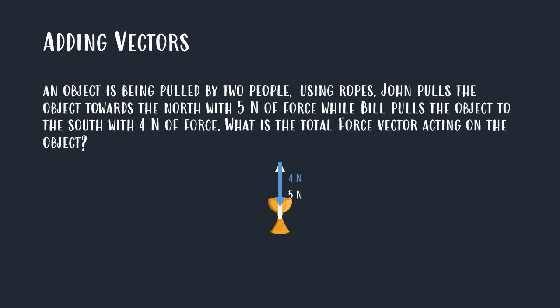And to add them, we take the second vector and put the tail at the head of the first vector. Yeah. And so what do we end up with? A 1 newton vector towards the north.